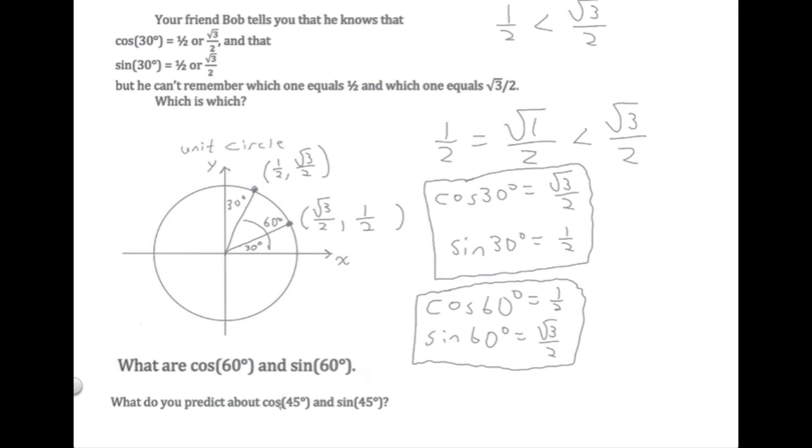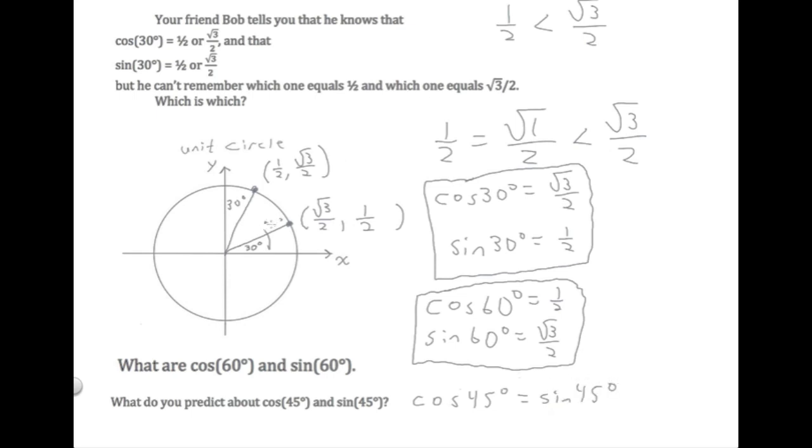And what can you predict about these? Well, the key thing is that 45 degrees is halfway between the x and the y coordinates. 45 degrees is half of 90. So what I was hoping you would predict is that the cosine of 45 should equal the sine of 45. You can predict that cosine of 45 should equal sine of 45 because of symmetry.